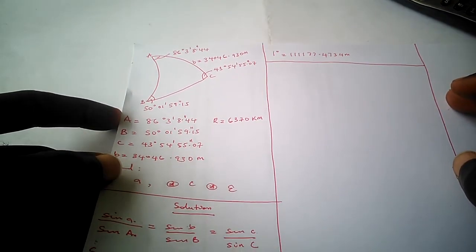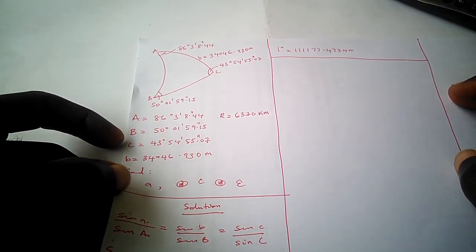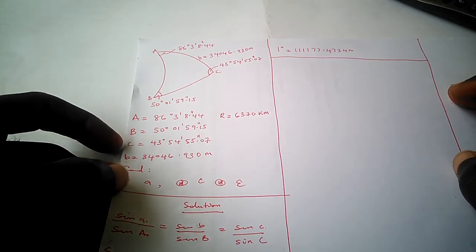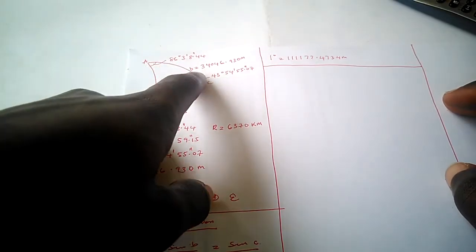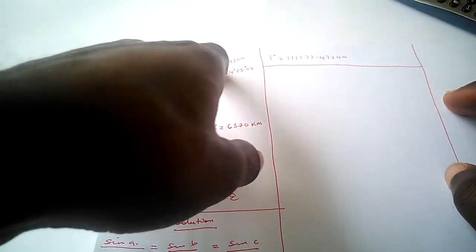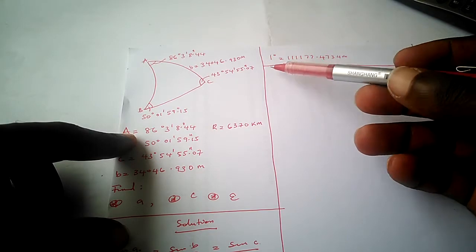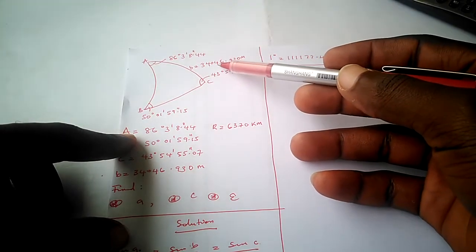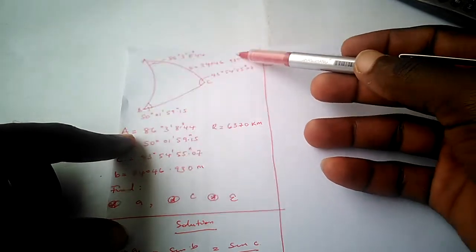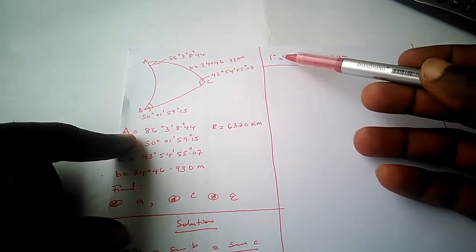So the first thing we are going to do is compute for this b. We are going to convert it from this distance we have here to its equivalent in degrees, minutes, and seconds. That is what we are going to do. We are going to convert this 34,046, its equivalent in arc distance, from plane distance to arc distance.